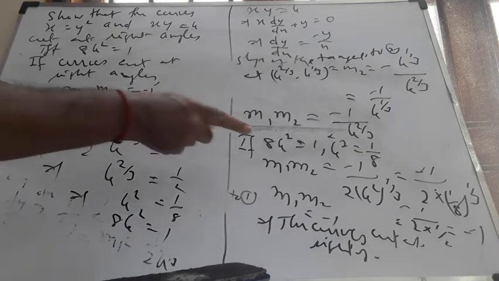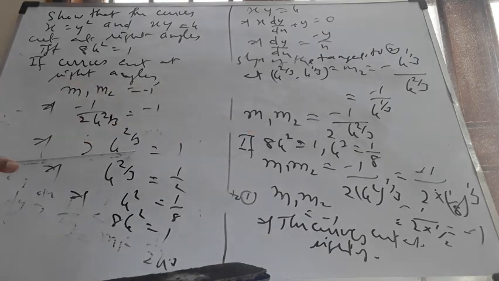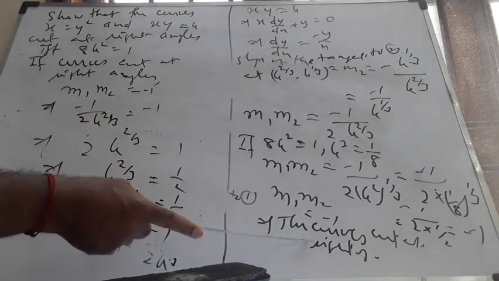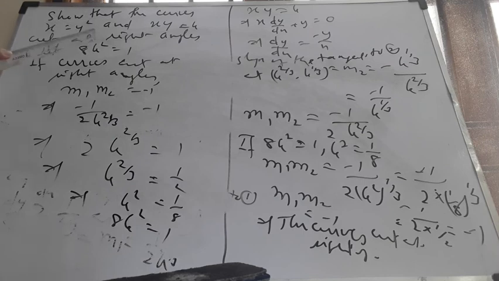Now for this, it will be equal to minus 1. Now for 2, k^(2/3) will be 1/2, or k square is 1 by 8, taking cube either side, right? Therefore, if 8k square equal to 1 is given, assume this and prove this. If they cut at right angles, assume they are right angles and prove that.